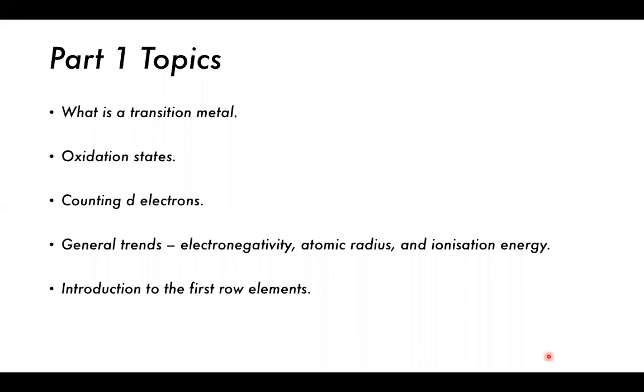Okay, so in part 1 there, we talked about what is a transition metal. We talked about the oxidation states. We talked about counting d electrons, general trends, so electronegativity, atomic radius, and ionization energy. And we looked at the introduction to the first row elements.